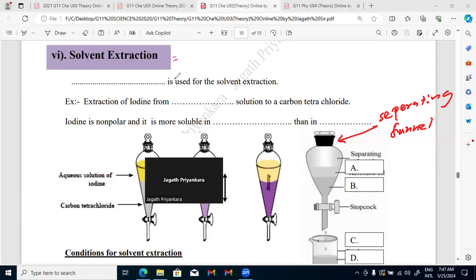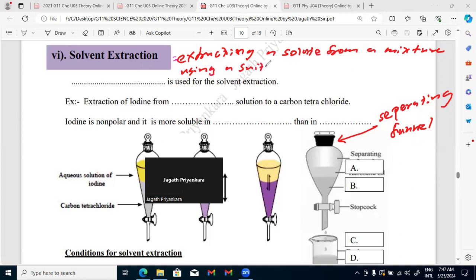Extraction of a solute from a solution, from a mixture, using a suitable solvent in which the solute is more soluble, highly soluble, or in which the solute has higher solubility.